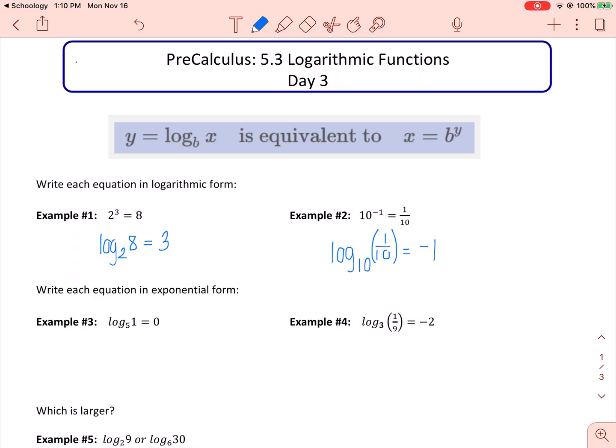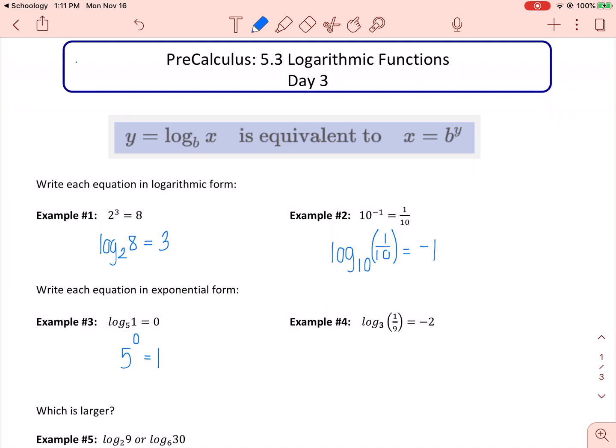Now let's go the opposite direction. Let's take it from log and put it into exponent. Well, 5 is the base, so make 5 the base. It's going to equal the argument, and the power is 0. And we should know this. Anything to the 0 power is 1, so that's equivalent.